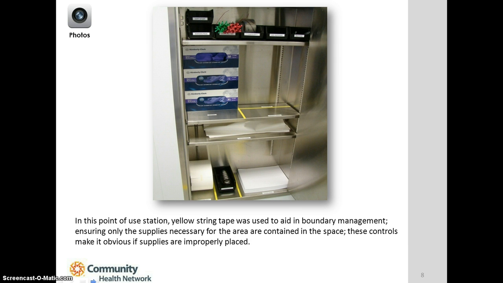In the third example, we're looking at a point of use station that incorporates all the 5S components. You can see that the area was sorted and that only the necessary remain. You can also see that the team used yellow boundary tape in order to ensure that the area is maintained. Boundary tape is an effective way for ensuring that areas are maintained.